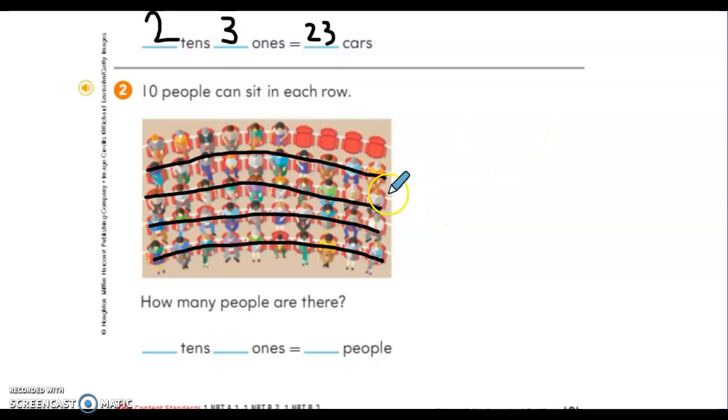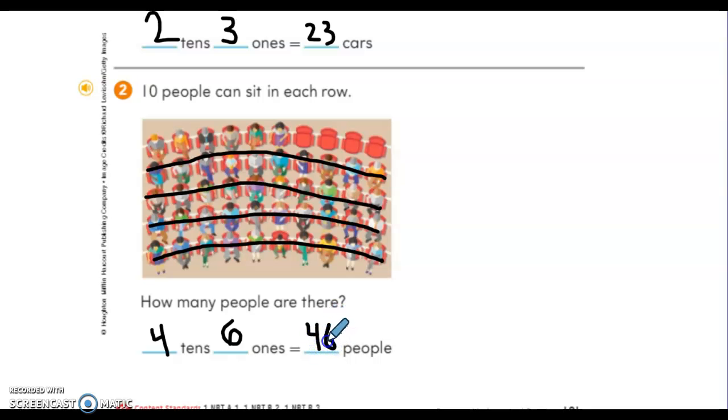So let's start off by counting these, okay? How many groups of 10? 1, 2, 3, 4. 4 tens. And how many ones? Let's count them. 1, 2, 3, 4, 5, 6. 4 groups of 10 and 6 extra ones. How many people is that? You can almost see the number right here, 46 people.